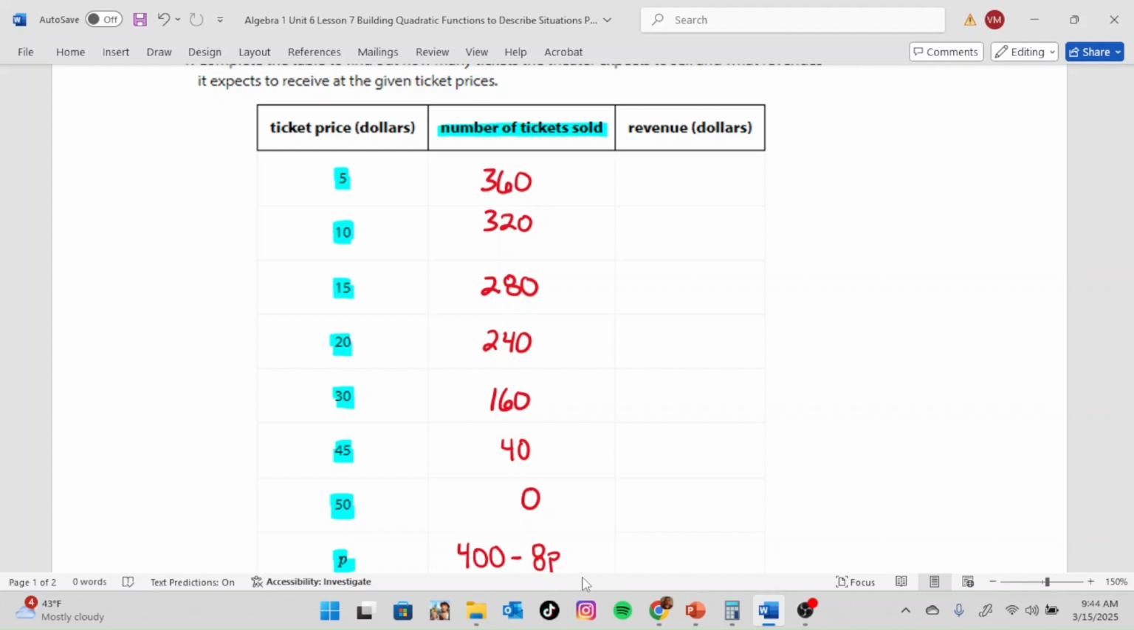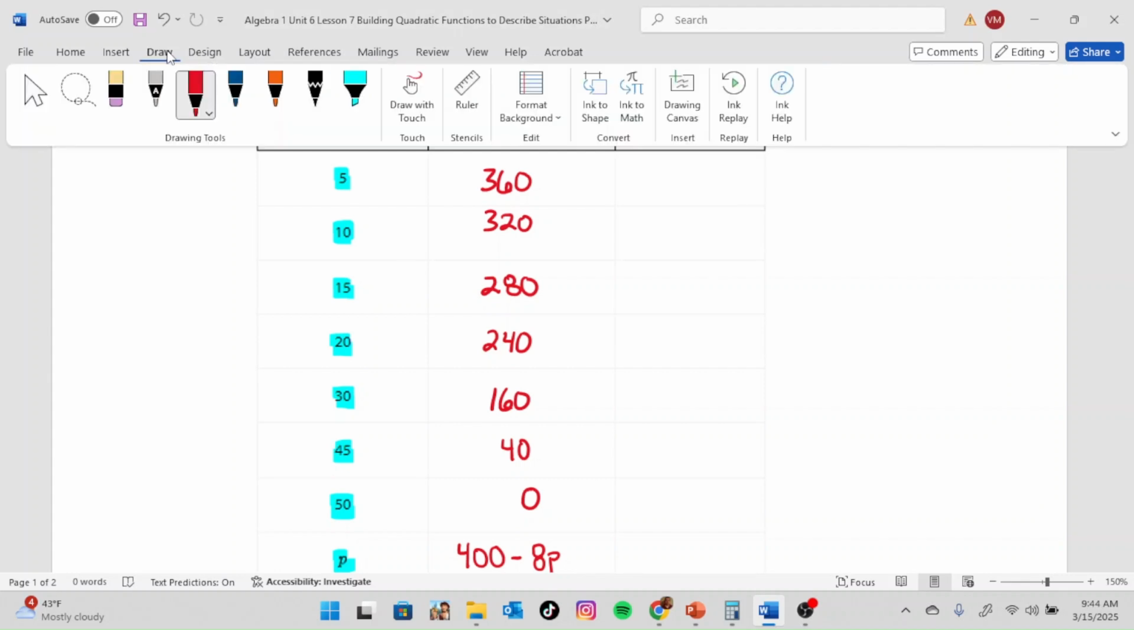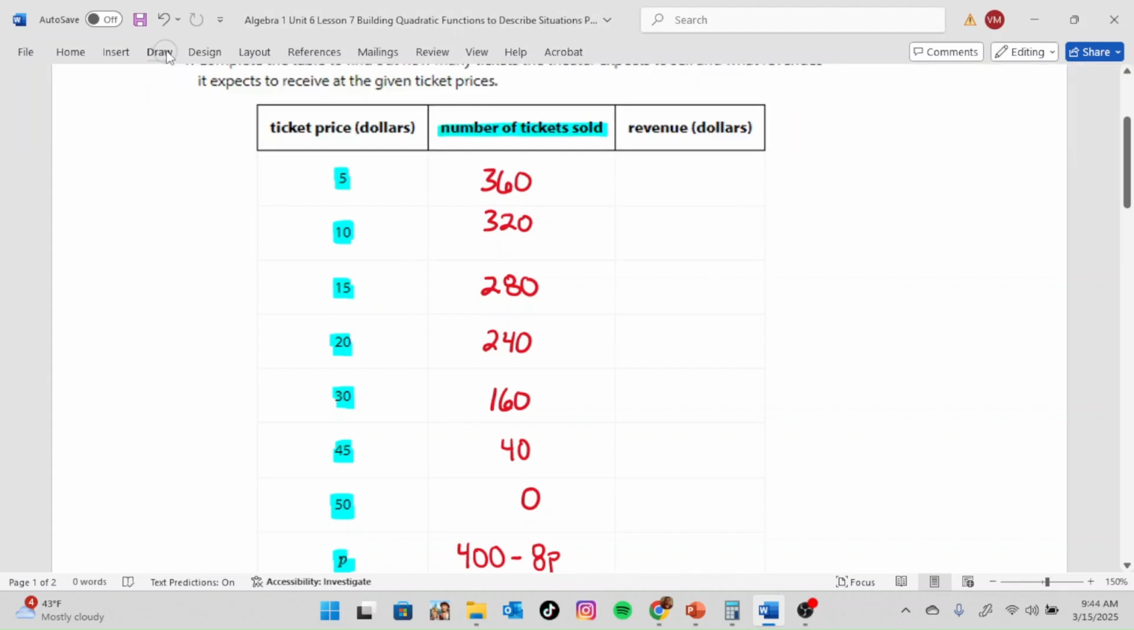So now we have found the number of tickets sold for each ticket price. Next, if we want to find the revenue in dollars, what we're going to need to do is multiply the price times the number of items that are sold. And that will equal the revenue.